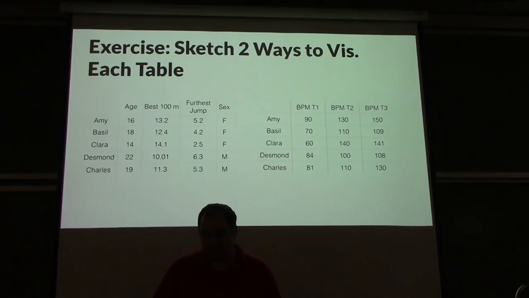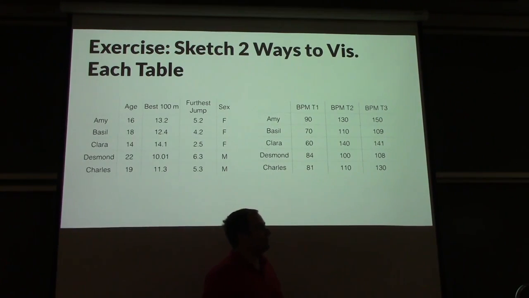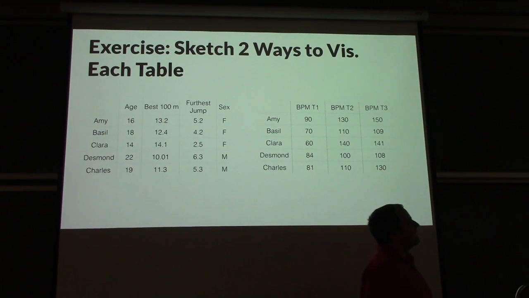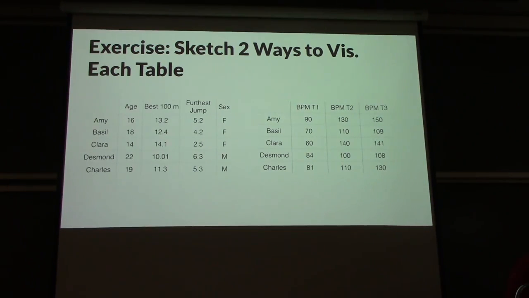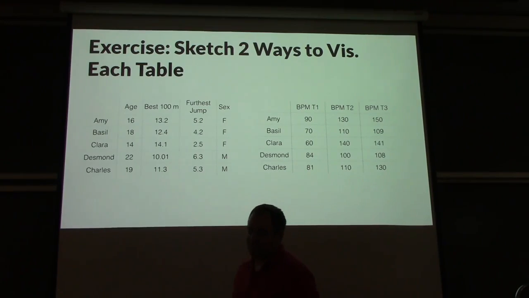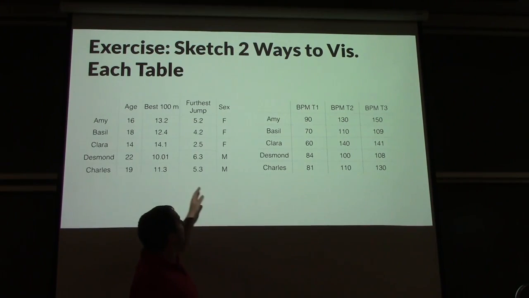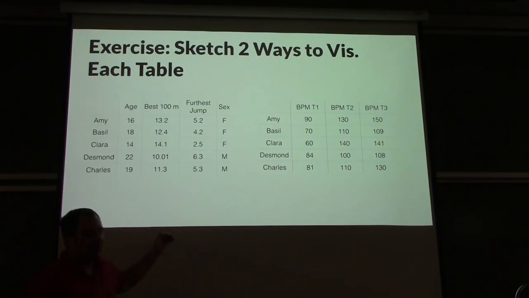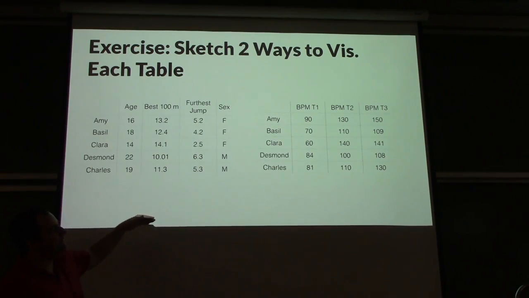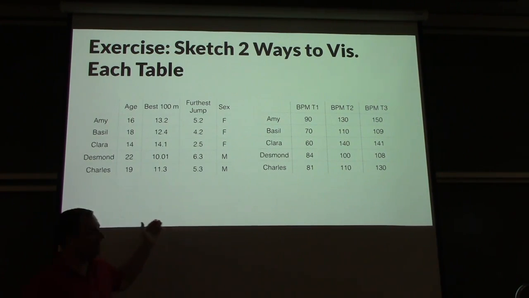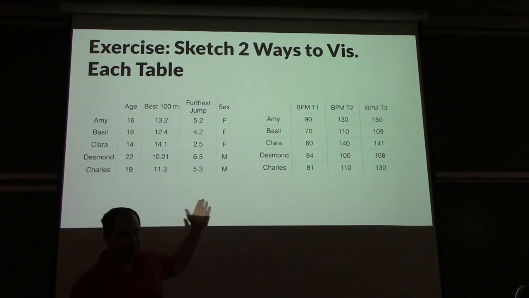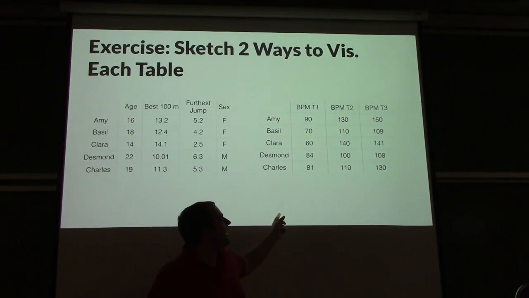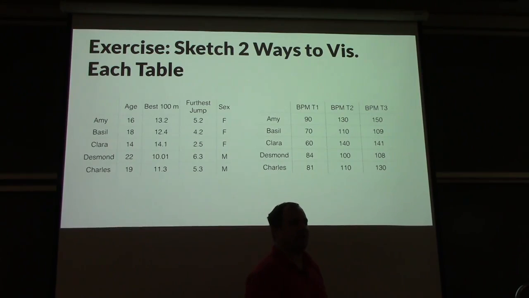And so I want to start this off by challenging your creativity. I'll give you 10 minutes to sketch two ways for each of those tables to visualize those tables. And you will notice that those tables are different. Here it's the same people on this table, so our independent variables are people and we have observations about those people. In the one case, we have age, their best time at 100 meter race, their furthest jump, and their sex. And in the other one, we have a time series of beats per minute of heart rate.